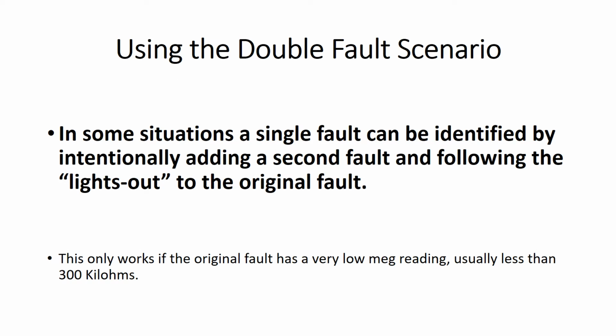There are times when this double fault scenario can be used to our advantage. In some situations, a single fault can be identified by intentionally creating a second fault and then following the lights out to the original fault that we were looking for. Now this doesn't always work. It requires a very solid second fault.